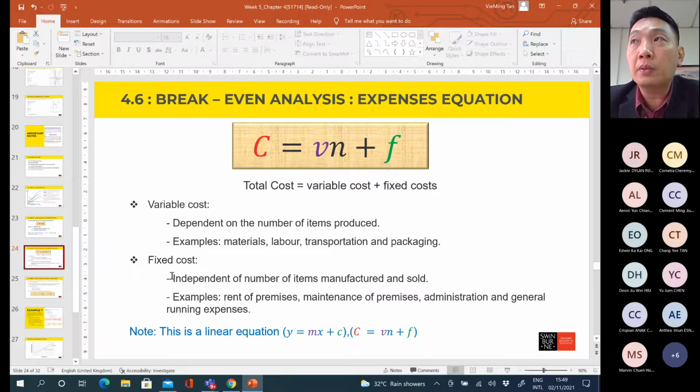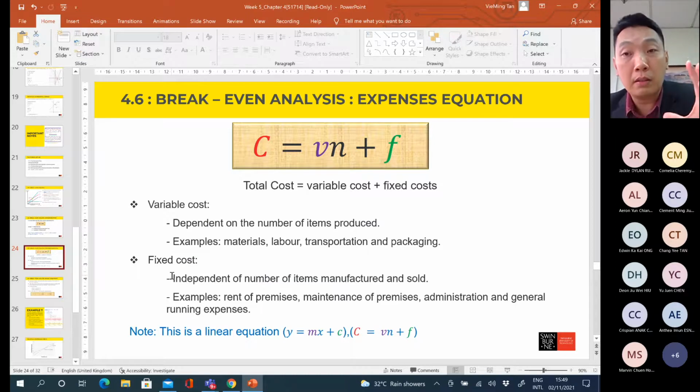Fixed cost refers to the cost that will remain the same no matter how many quantity or units are being sold. The cost will be the same, and we call this a fixed cost. Fixed costs are like machines, the big machine. No matter if you produce 0 product, 1 product, 2 products, or 10,000 products, the machine is still there. It's still the same machine, so the machine still incurs the same fixed cost.